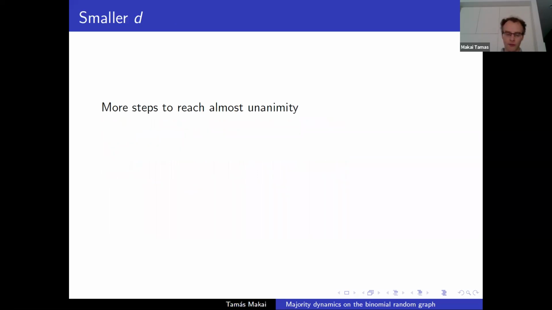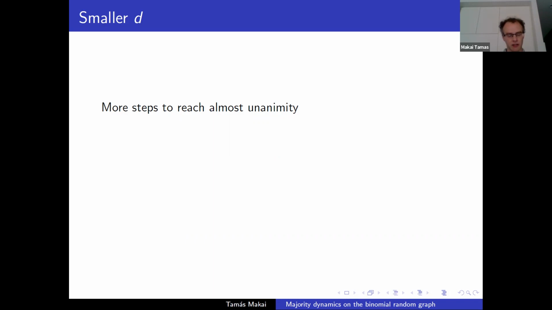So if we were trying to reduce the size of d, then this proof breaks down for multiple reasons. And let me just highlight some of the most important ones. So first of all, it seems that the smaller the average degree in the graph is, the more steps one needs in order to reach unanimity or almost unanimity.